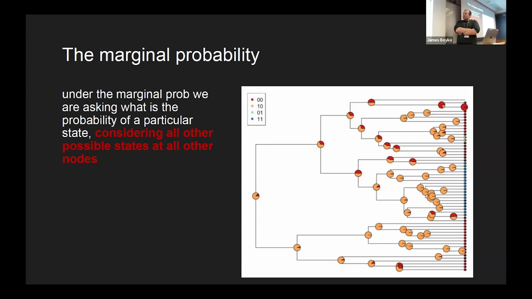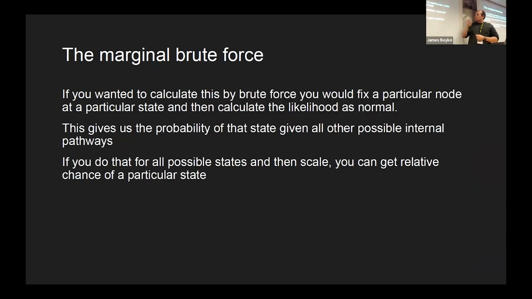But the way you've got this probability is to say fix this state in maybe 0, 0 or in 1, 0. We'll start with 0, 0. You fix that in 0, 0, and you evaluate the likelihood of everything else, integrating over every possible different scenario. Then you do the same thing for 1, 0, the same thing for 0, 1, and the same thing for 1, 1. You rescale them so that they sum to 1, and you get these pie charts. So you're considering all possible scenarios.